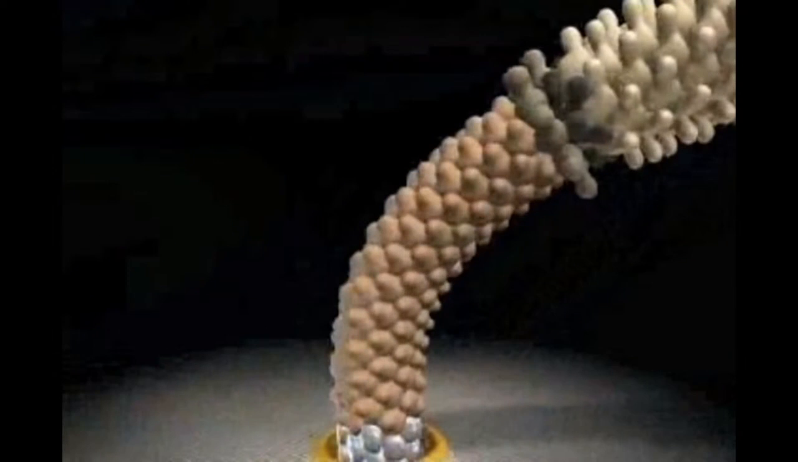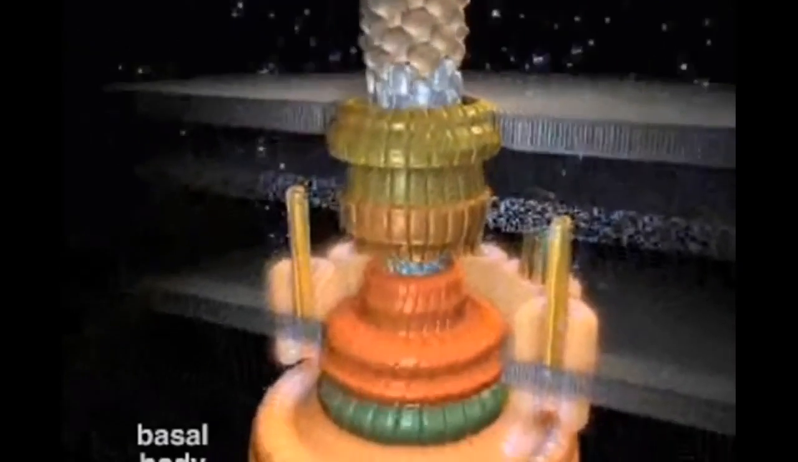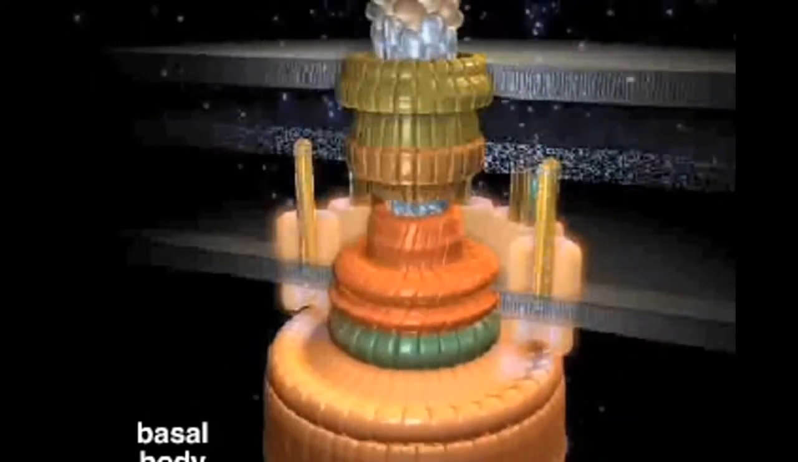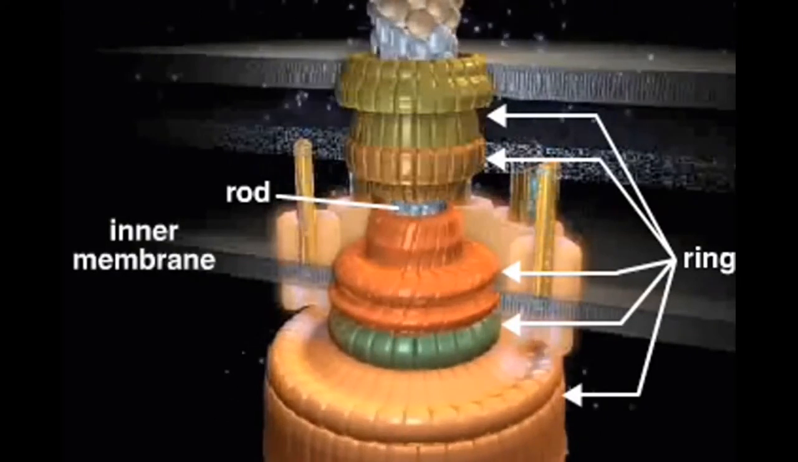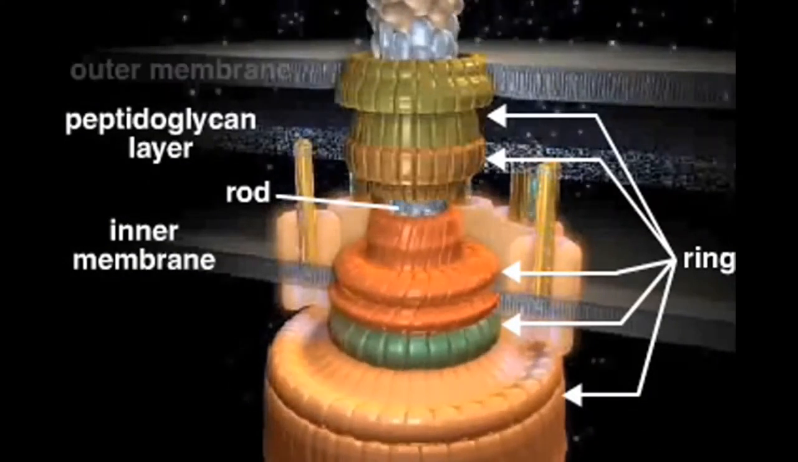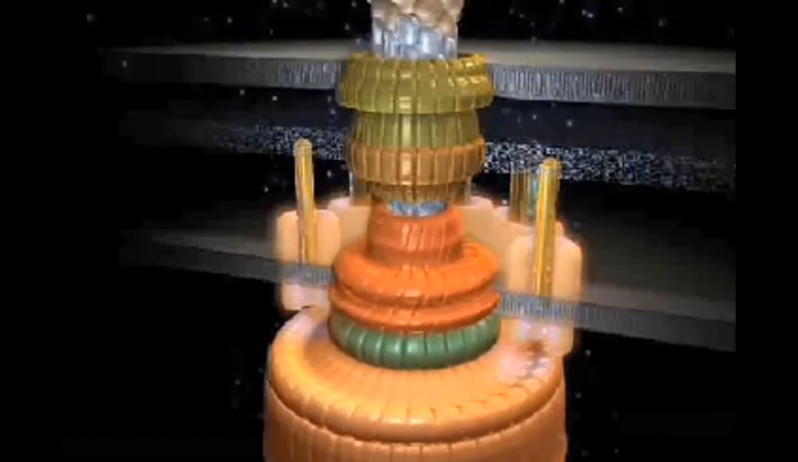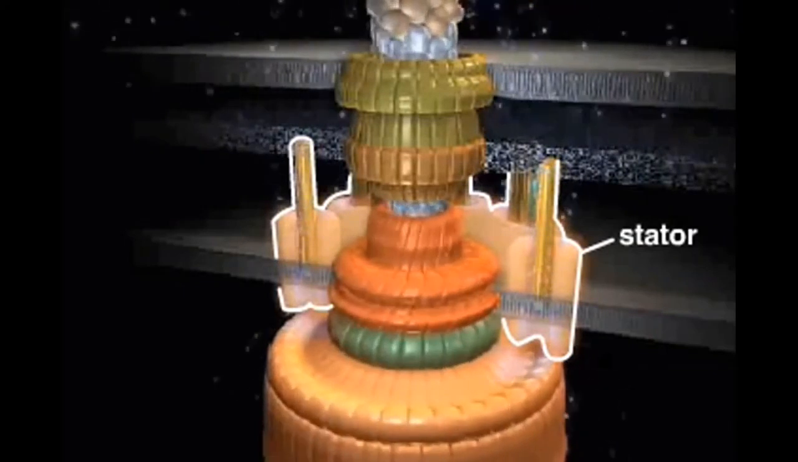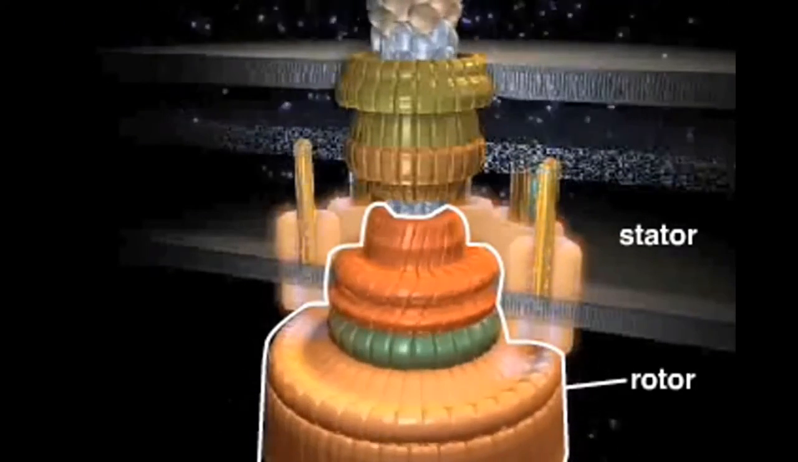Just outside of the cell wall, the filament is connected to a flexible rotating hook. The filament, the hook, and a structure called the basal body, located below the cell's surface, make up the three parts of the flagellum. The basal body consists of a rod and a series of rings embedded in the inner membrane, the peptidoglycan layer, and the outer membrane. Some of the rings make up the flagellar motor, which can be divided into two major parts: the stator, which is attached to the peptidoglycan layer, and as its name implies, remains stationary, and the rotor, which rotates.